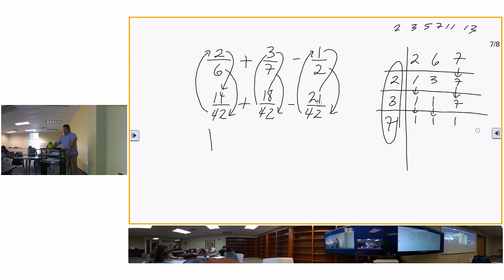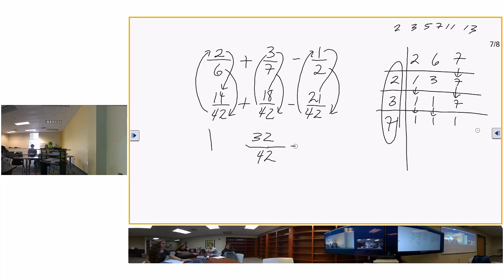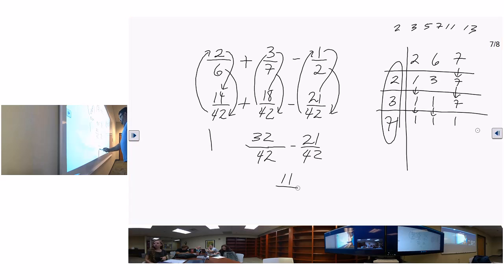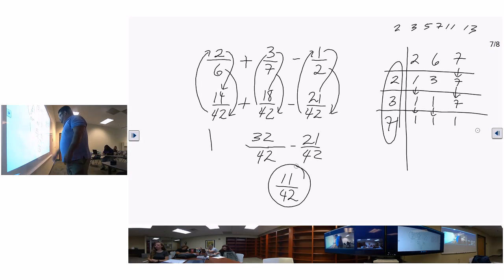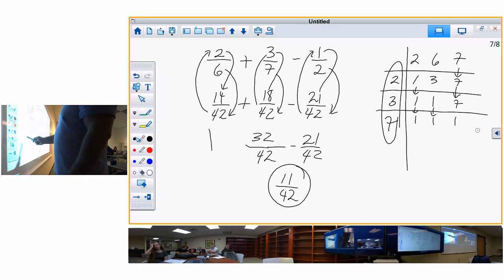So what's 14 plus 18? Dang old 32. So this turns into 32 over 42 minus 21 over 42. And what's 32 minus 21? 11. So the answer is 11 over 42. All right, questions?